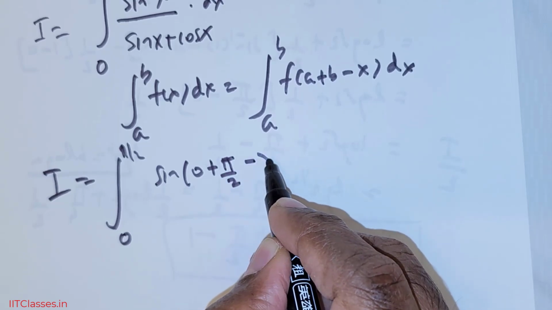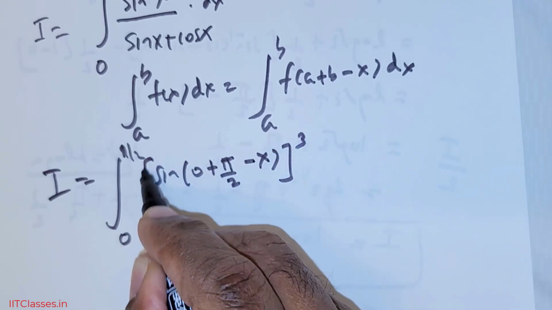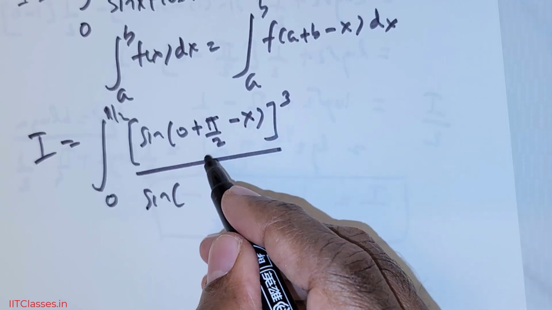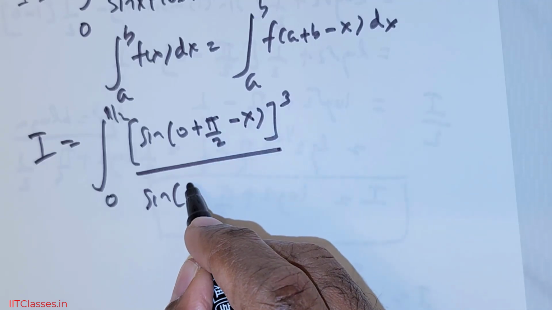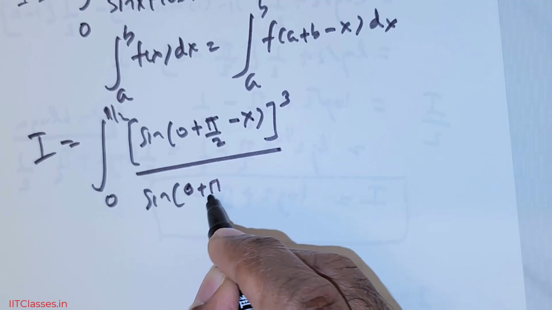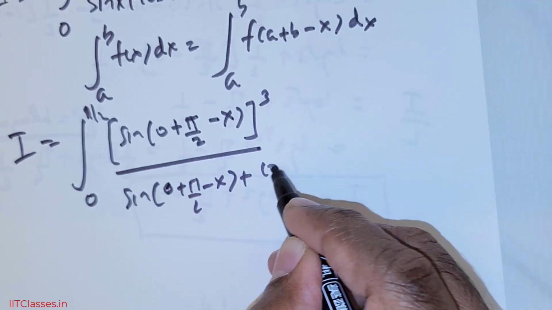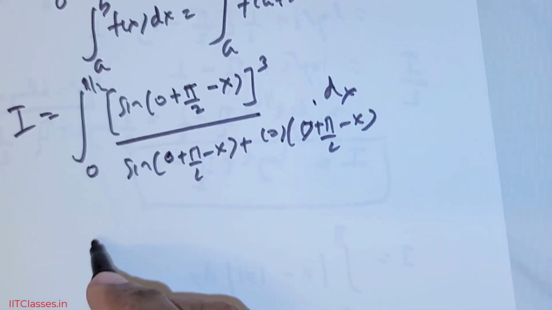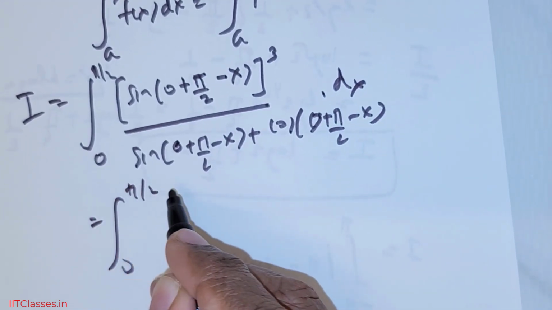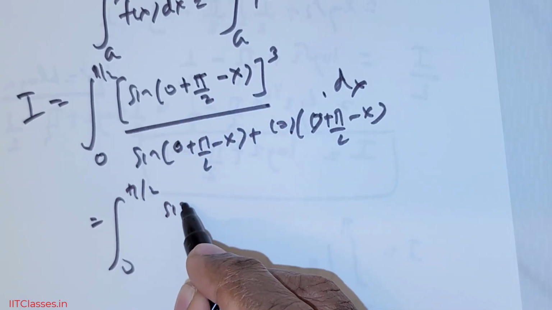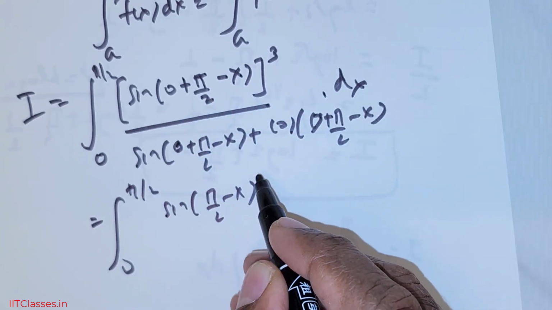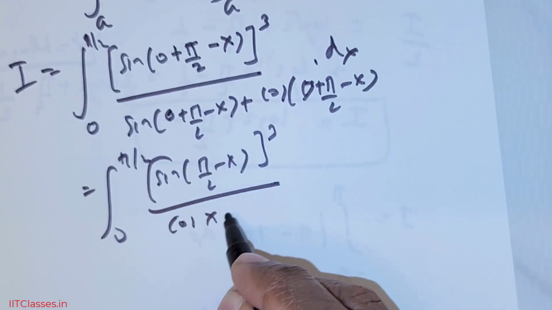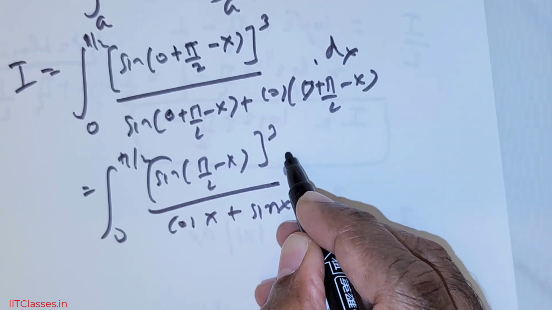pi over 2 minus x raised to the power of 3 divided by sine of the, we'll be following the same approach. So 0 plus pi over 2 minus x plus cos of 0 plus pi over 2 minus x times dx. This will give us 0 to pi over 2 sine of pi over 2 minus x raised to the power of 3. This is going to be cos x, this is going to be sin x times the dx.